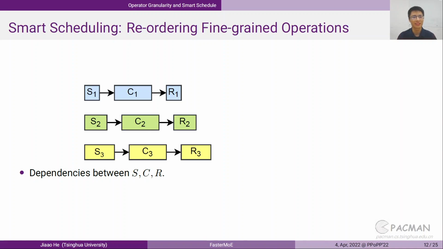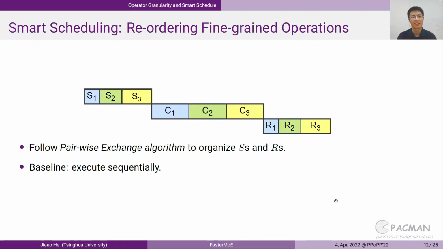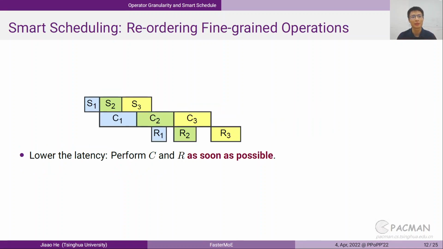We have to satisfy quite a few dependencies between S, C, and R operations. The first baseline of feasible schedule is that we can follow the pairwise exchange algorithm to reorganize the S and the R, and we execute everything in a sequence. This is feasible but poorly efficient. Then we found that we can lower the latency by performing all C and Rs as soon as possible.